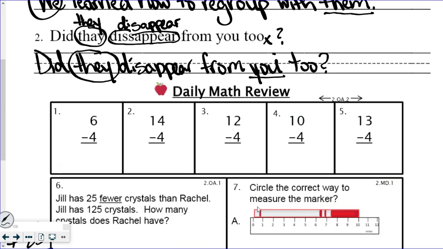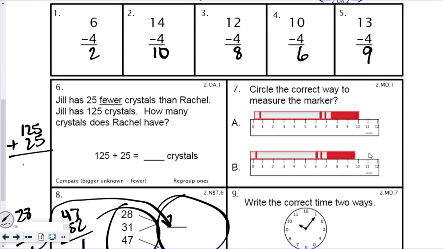Scroll down to the daily math review and we'll go through these. 6 minus 4 is 2. 14 minus 4 is 10. 12 minus 4 is 8. 10 minus 4 is 6. And 13 minus 4 is 9. Okay? We talked about this one.